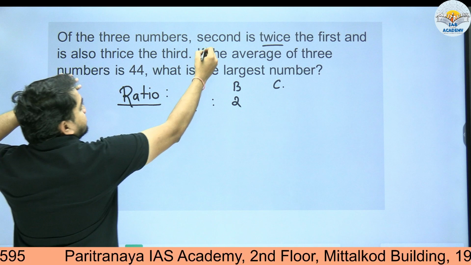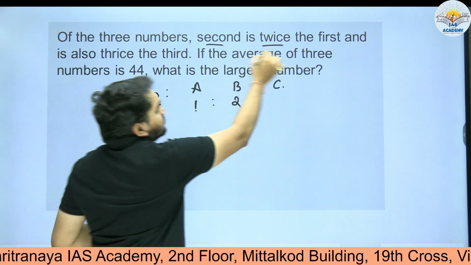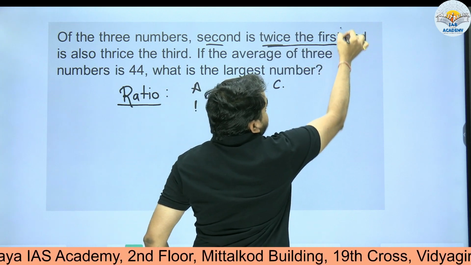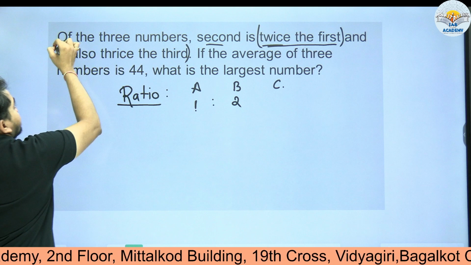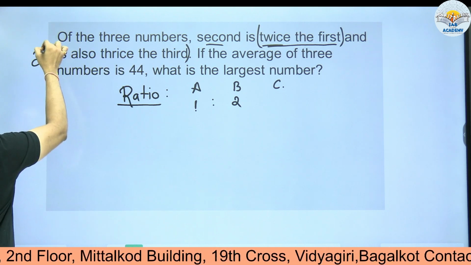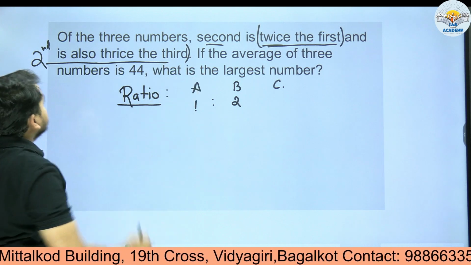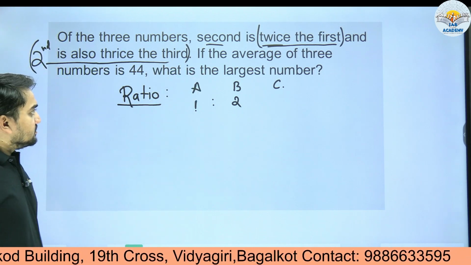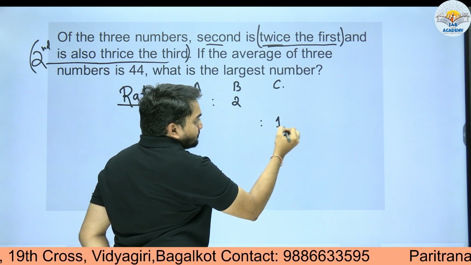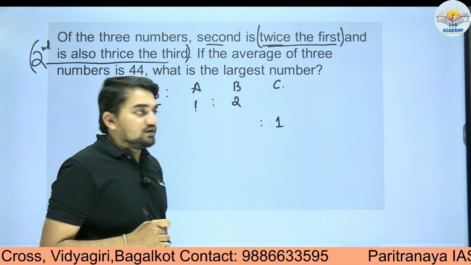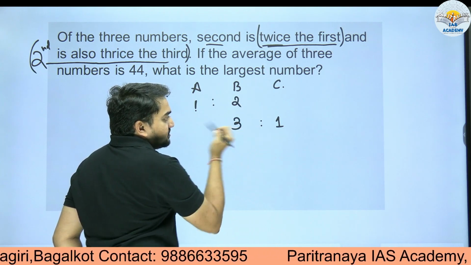Next, again, the second number is also thrice the third. Second is twice the first, one set over, and again the second is thrice the third. If the third one is 1, then the second will be thrice.